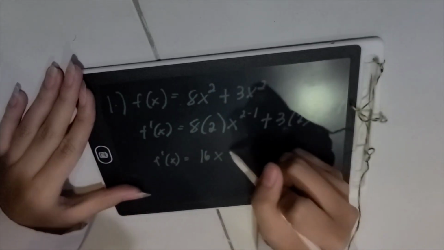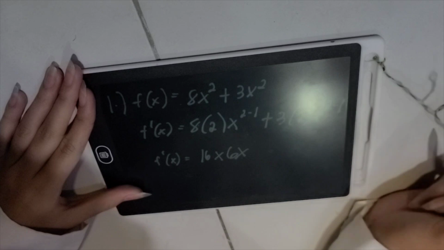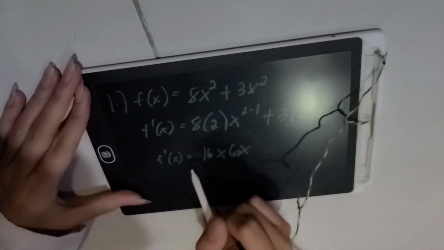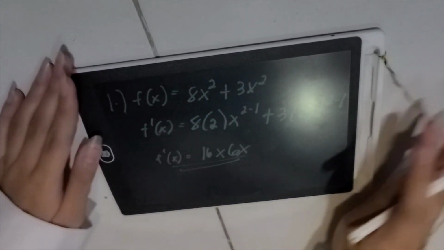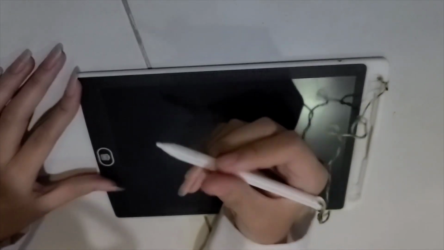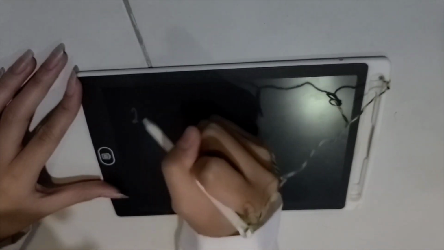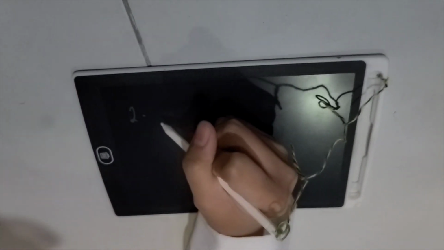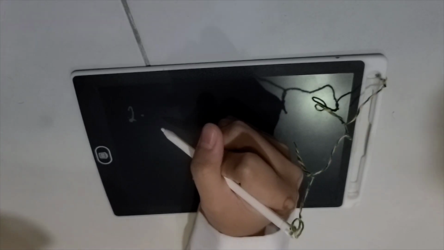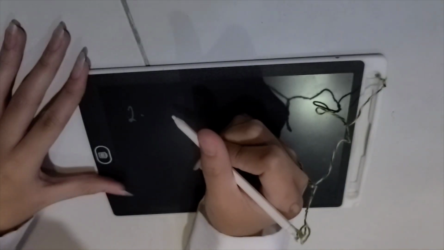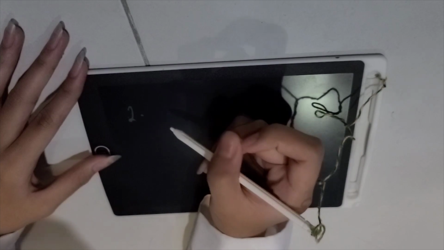3 times 2, 6. Final answer. Our last equation for power rule is, ano tawag ito? Radical? Radical 7x. Square root 7x.